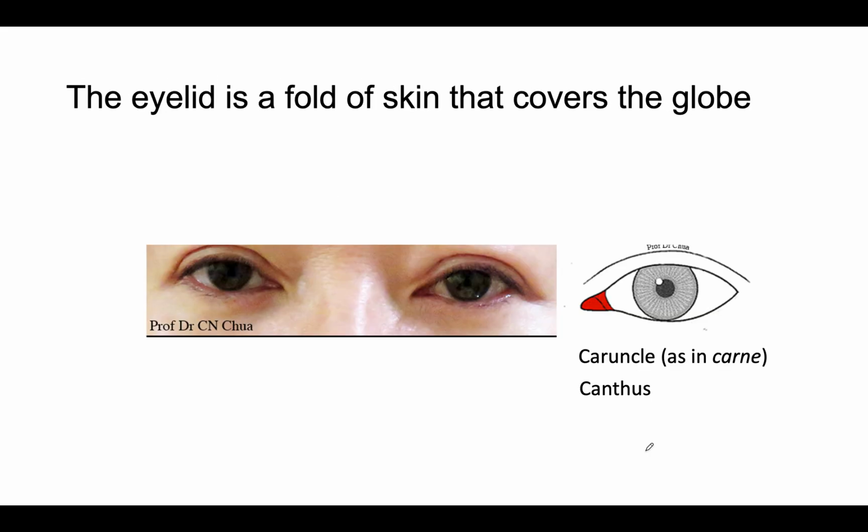So the eyelid is a fold of skin that covers the globe, otherwise known as the eyeball. You have an upper eyelid as well as a lower eyelid. The caruncle is this red meaty part of the eye right here. It stems from the Latin word carne, which means meat. And for each eye, you have a medial canthus as well as a lateral canthus.